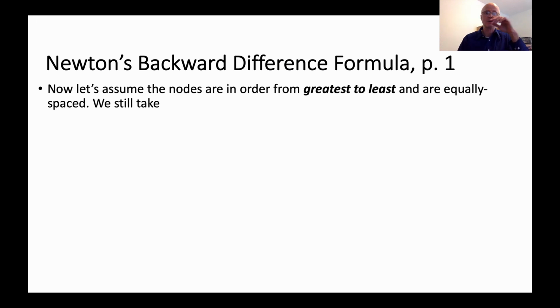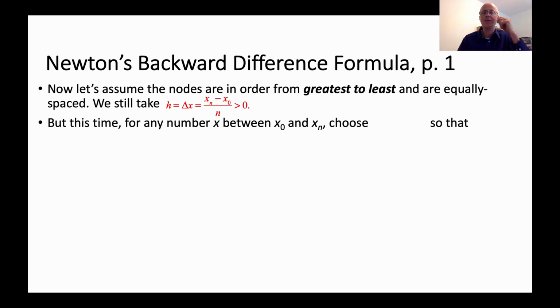Now let's assume the nodes are ordered from greatest to least, still equally spaced. But in my list, I start with xn, then I have xn minus 1, then I have xn minus 2, where xn was the biggest number, down through x0, which was the smallest number. I'm still going to take h to be positive, though. H is still going to be delta x, xn minus x0 over n, still positive. The s, however, will be negative. This time, for any number x between x0 and xn, choose a negative s between negative n and 0, so that x equals xn plus sh, and s, unless x equals xn, will always be negative.